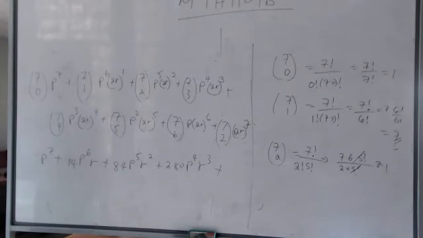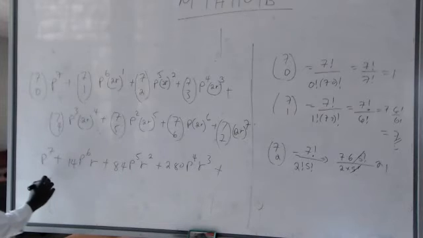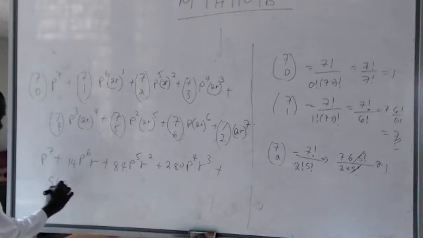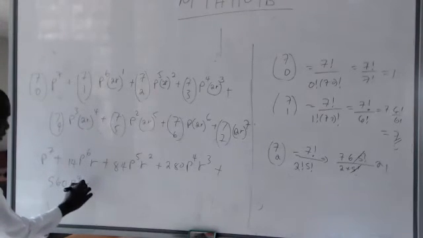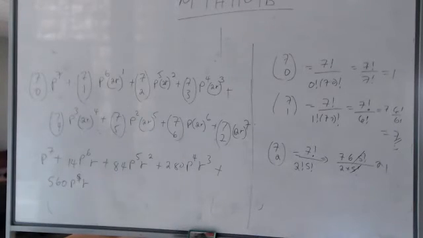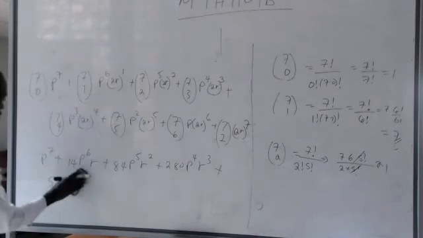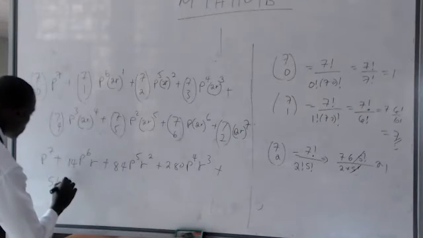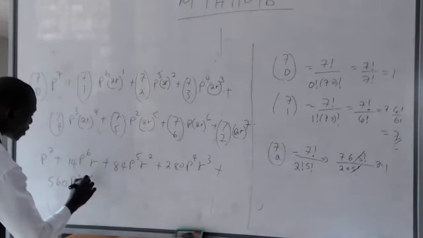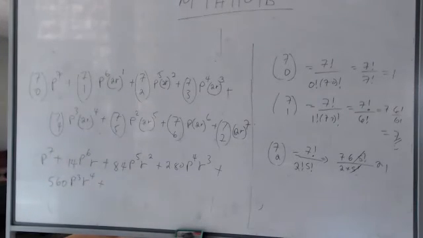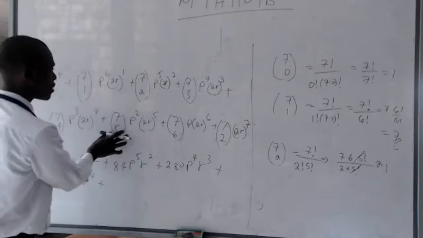So 35 times 16. 35 times 16 is 560. So 560 e to the 4. Wait a minute. This is e to the 4, so this is going to be e to the 3. E cubed plus. Next we have 7 combination 5.